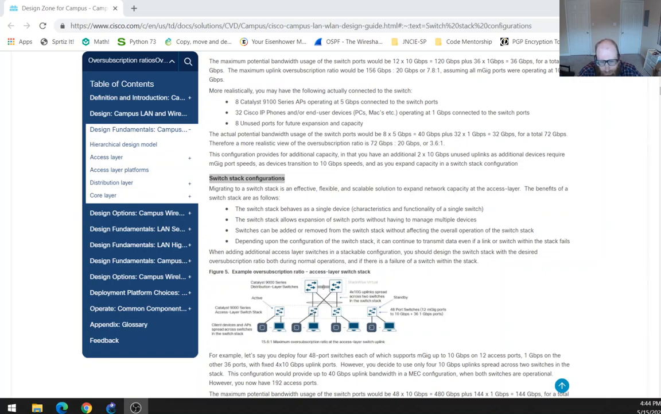Depending upon the configuration of the switch stack, it can continue to transmit data even if a link or switch within the stack fails. When adding additional access layer switches in a stackable configuration, you should design the switch stack with the desired oversubscription ratio, both during normal operations and if there is a failure of a switch within the stack. So this is an example oversubscription ratio with access-layer switch stack.